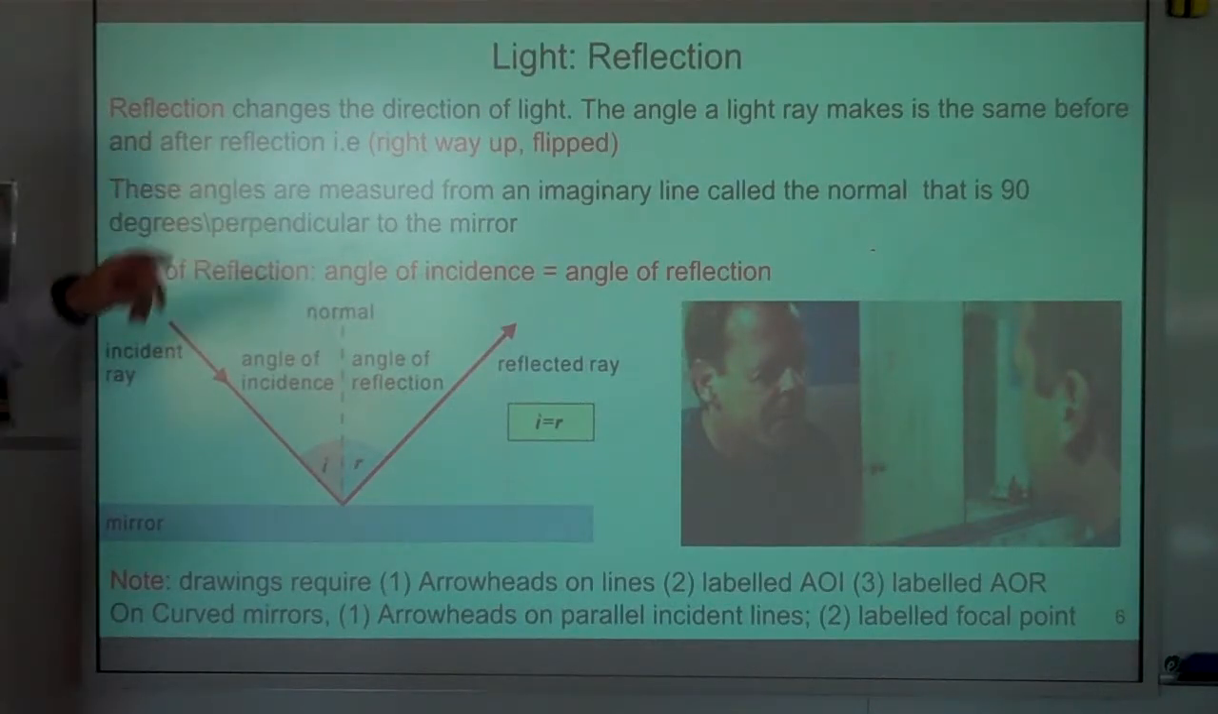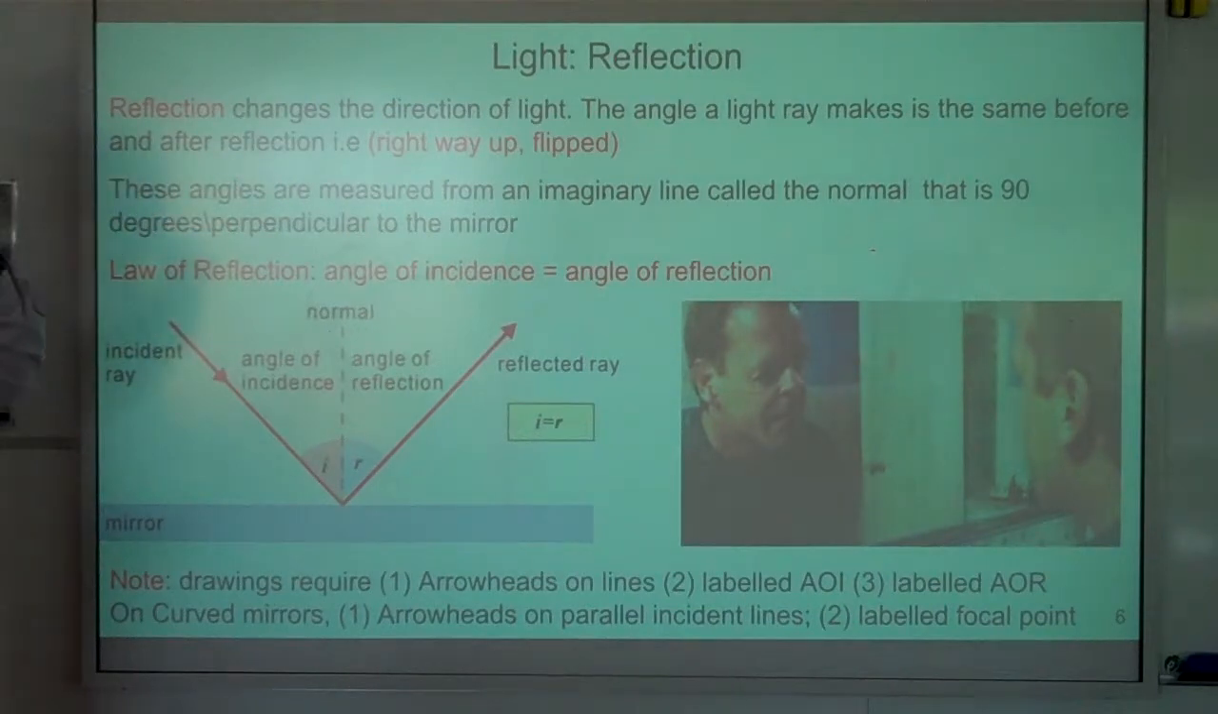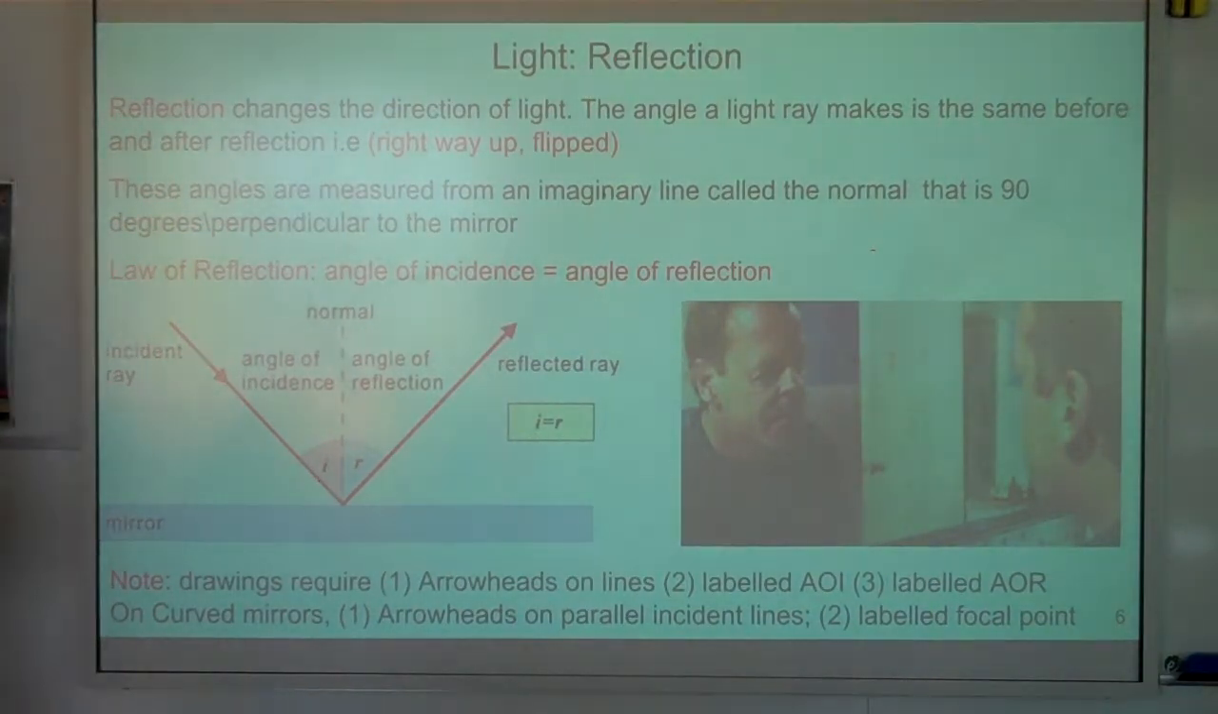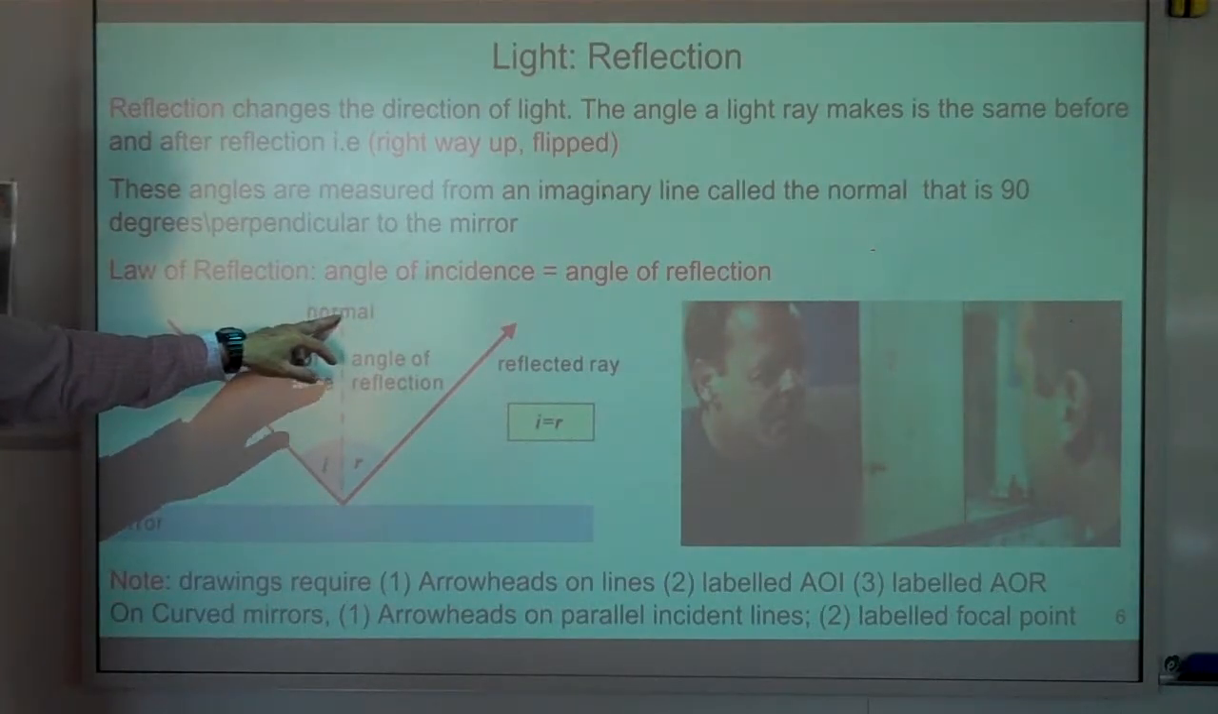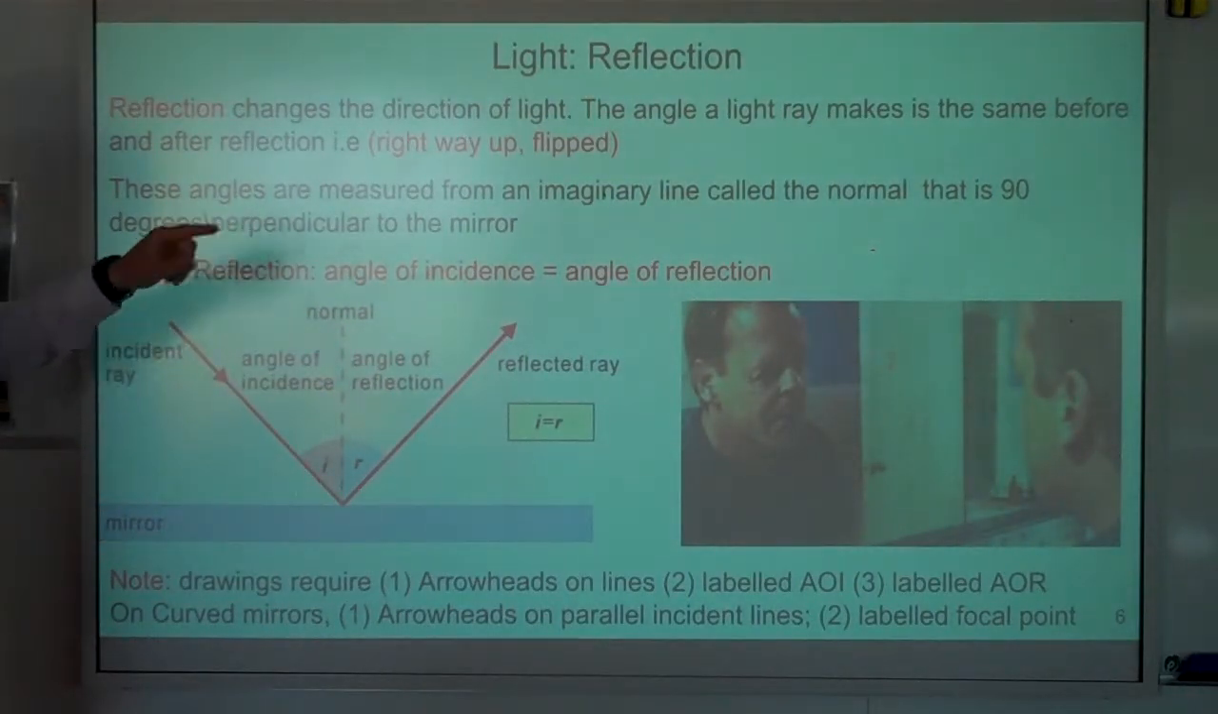Now, reflection changes the direction of light, and this is really important. The angle a light ray makes is the same before and after the reflection. So the image is right way up, but it's flipped. If I look at myself in the mirror, I'm still upright, but this ear, which is on my left, appears on this side in the mirror, which, if that mirror person turned around, would be on the right. So the image is flipped, but still right way up. And these angles are measured from an imaginary line called the normal, that line there, and that is 90 degrees perpendicular to the mirror.